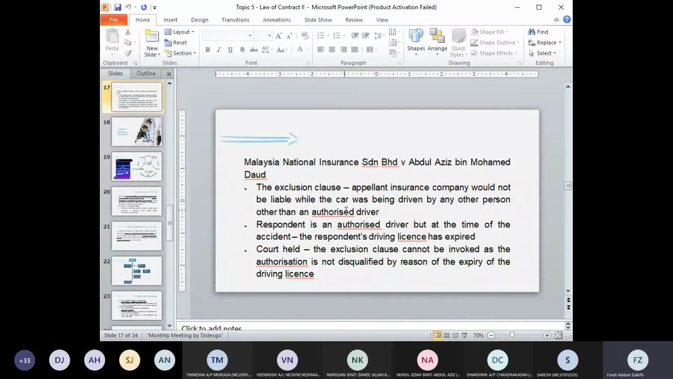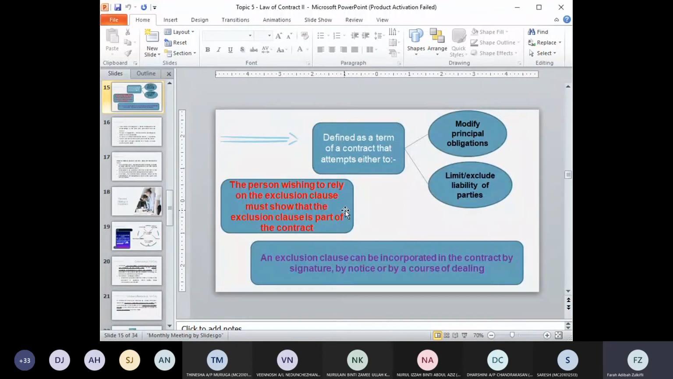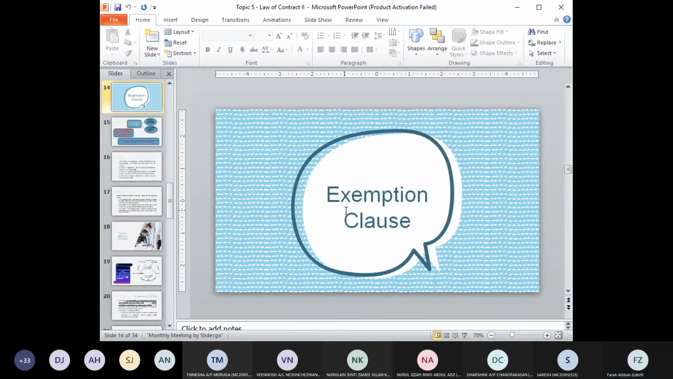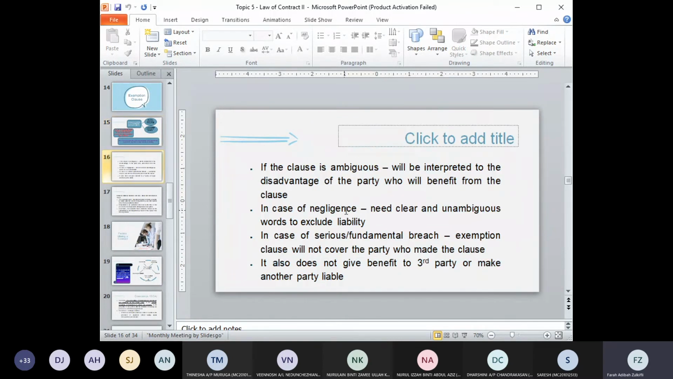The court stated that the authorization is not disqualified by reason of the expiry of the driving license. So it doesn't have anything to do with whether you have a driving license or not, as long as you are an authorized driver. So that is for exemption clause. When we learn it during our law of contract, exemption clause is quite a long subtopic. But for the purpose of business law, you just need to understand that there are these terms called exclusion clause, and an exclusion clause can be used to limit liabilities, but there are certain conditions that you have to follow in order to invoke the exclusion clause.